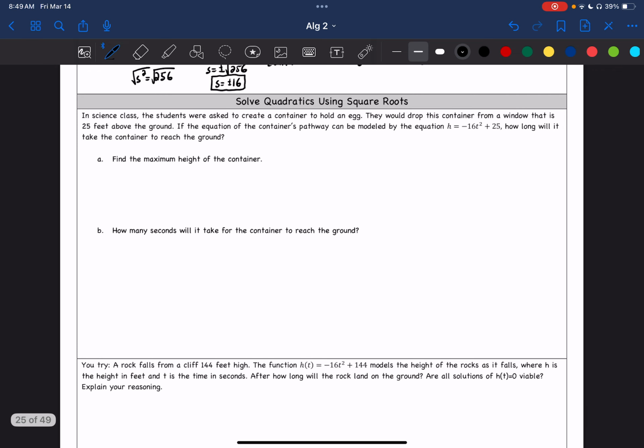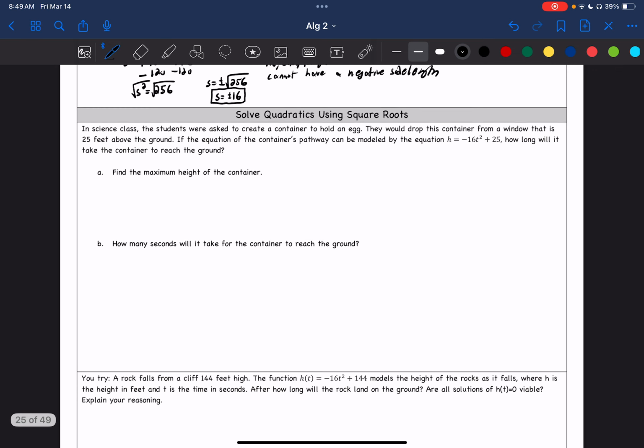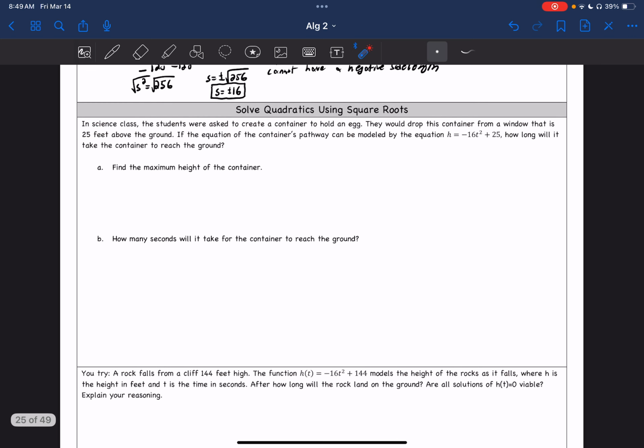Okay, now let's look at this second problem. It says, in a science class, the students were asked to create a container to hold an egg. I think the physics class was doing this recently. They would drop the container from a window that is 25 feet above the ground. If the equation of the container's pathway can be modeled by h equals negative 16 t squared plus 25, how long will it take the container to reach the ground? Here, h is its height, and t is time. Find the maximum height of the container.